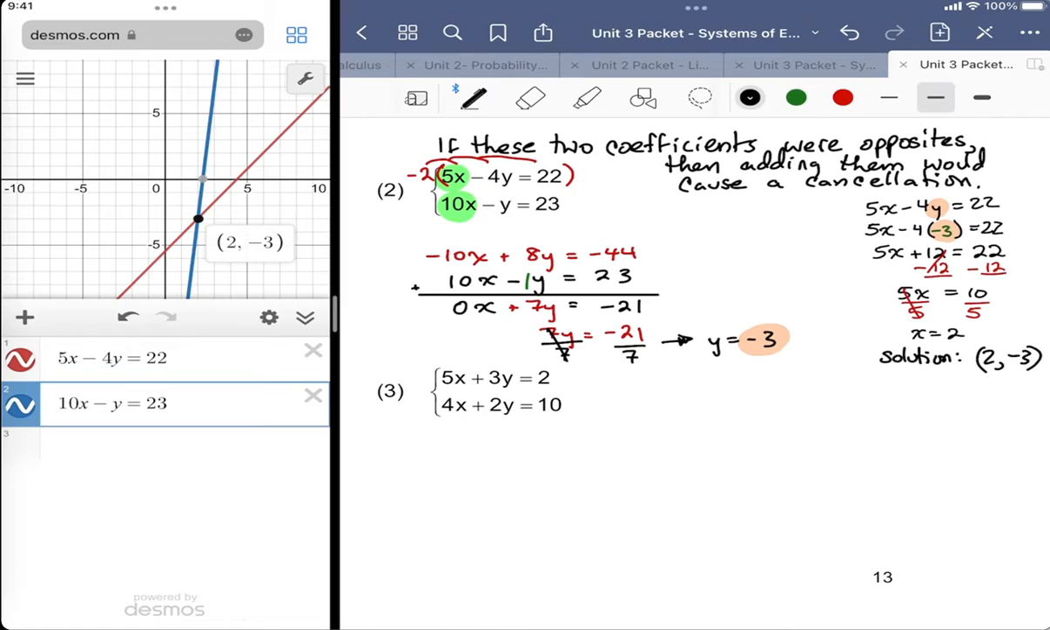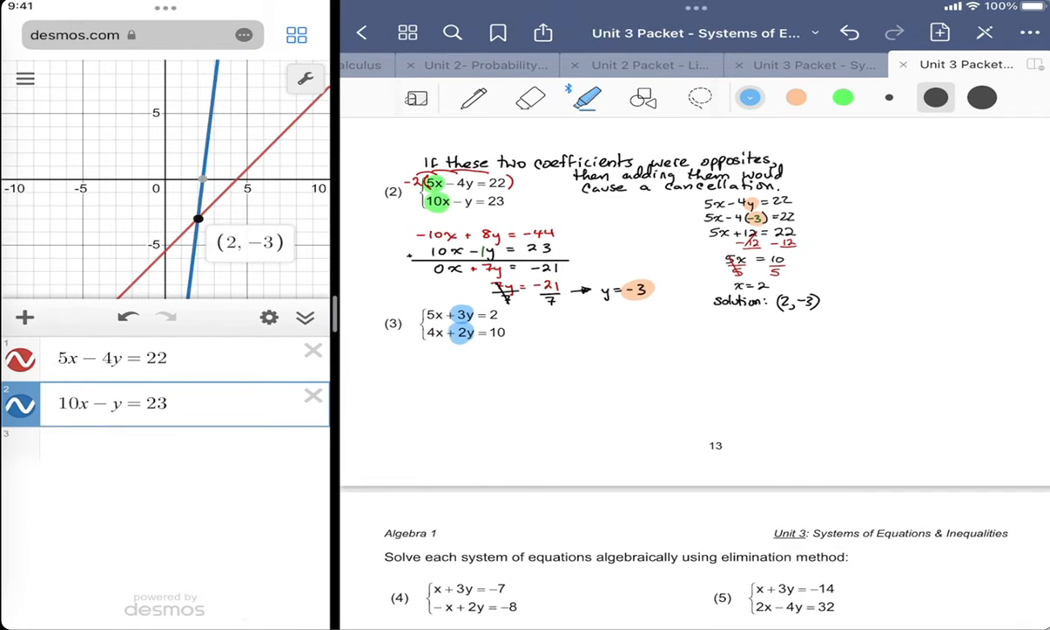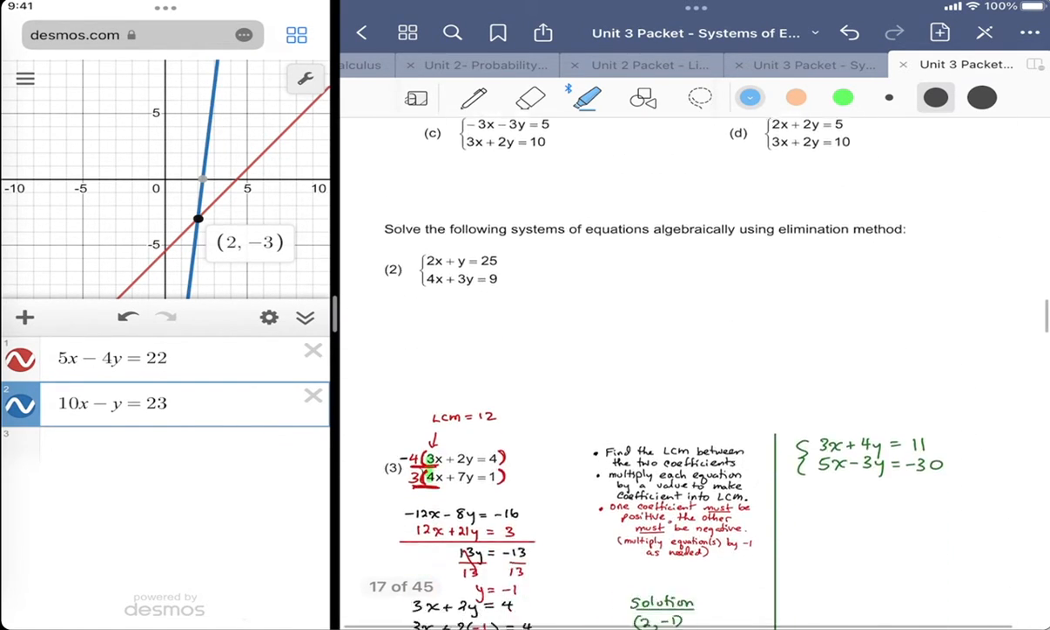So let's say in number 3, I want to get rid of the y's. All right, just for the heck of it. I'm going to use blue. All right, what I need is to create opposites out of this. So I need these two numbers to be opposite of one another. I can't just multiply by a -1 and make that happen. So I got to do something else. Let me give you the process here. I just got to steal it from later on down the line.